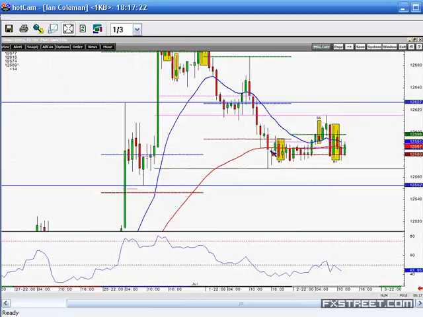where was my signal? Well, my signal started here. This is my support. My signal started here when I get this inside Harami candle, okay, near my support, near my Marubozu level, okay.